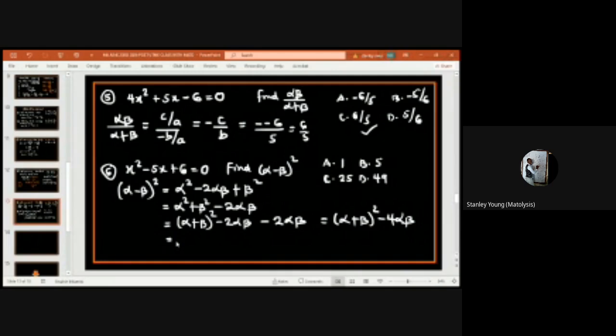And your alpha plus beta is minus b over a. So that gives you minus minus 5 over what? Our a is 1, sorry, all square. And minus 4 into the bracket of alpha beta, which is c over a. That's 6 over 1. So this is going to be 5 square, which is 25, minus what? 24. So the answer is what? 1 to this problem.